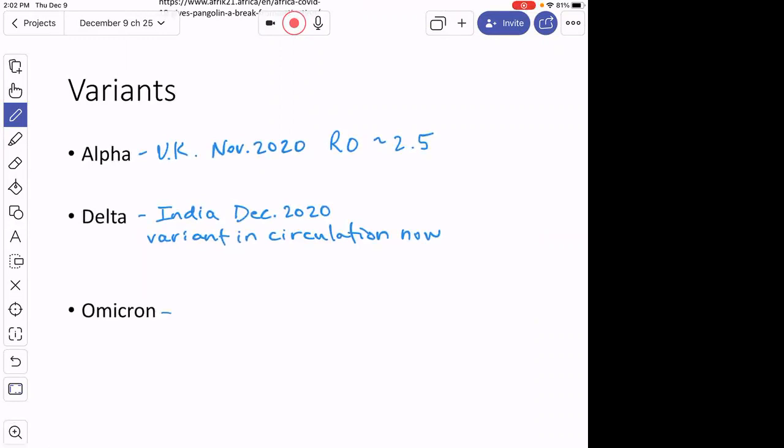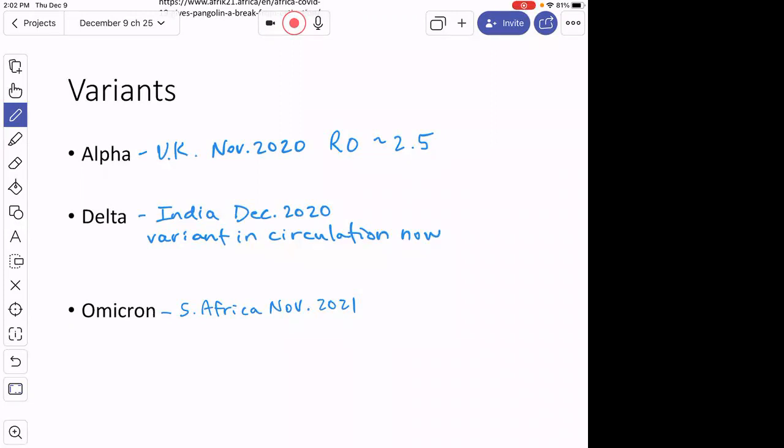So this was first sequenced in South Africa just last month, so November 2021. In South Africa, they're sequencing a large number of their positive cases. So it may not have originated there, but that's just where we first figured out or found it.